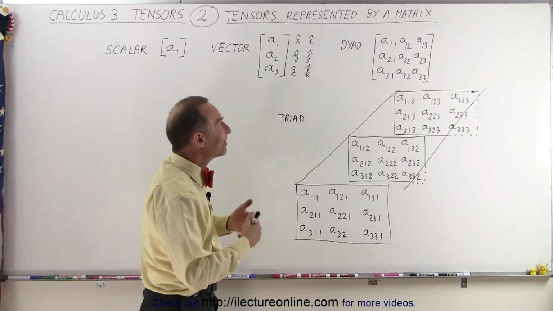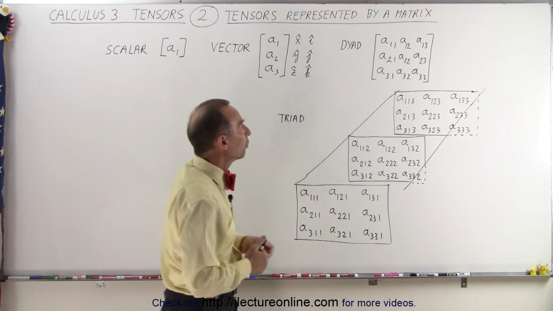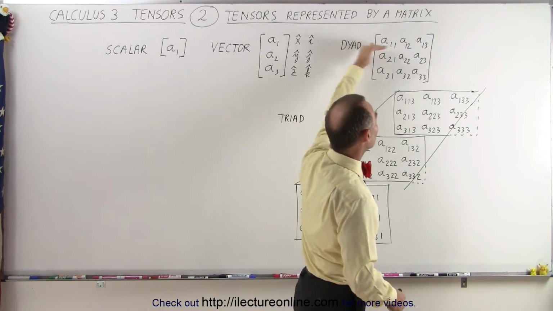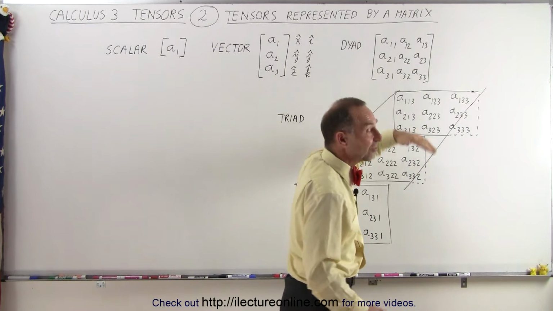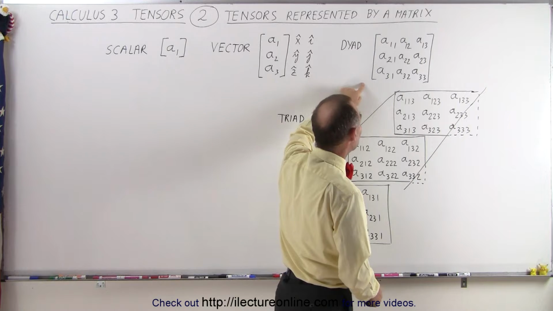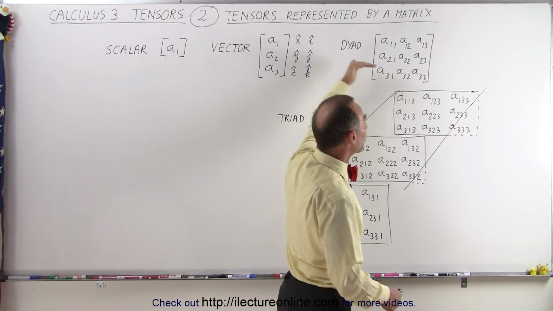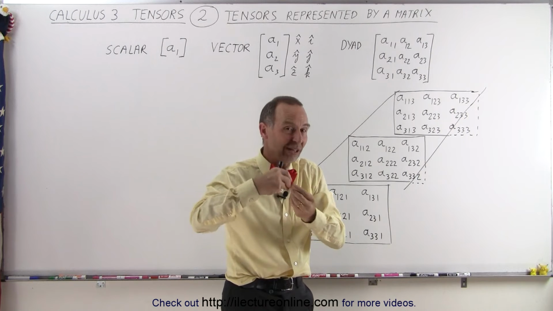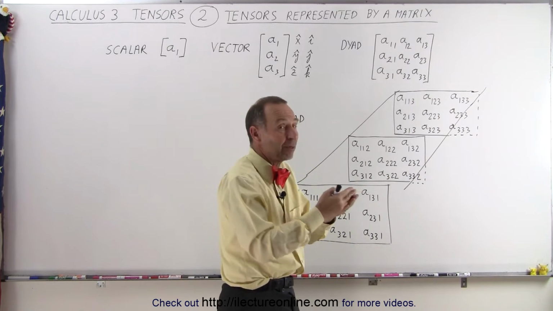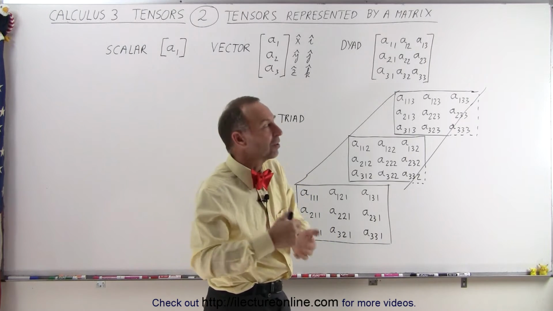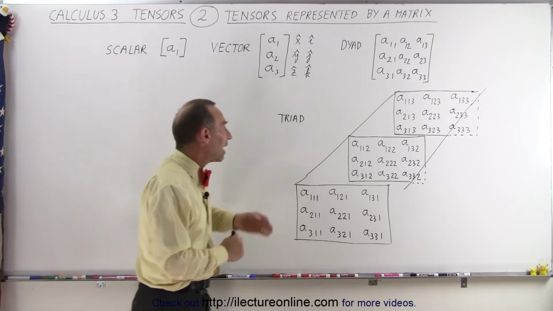The dyad has 9 components. So remember, for each direction, x, y, and z, we have another vector, in essence, representing three directions, x, y, and z. So we have x, y, and z direction here, and then three components describing the phenomenon that happens in each of the three directions, x, y, and z. And that phenomenon is also expressed as a vector with three components in the x, the y, and the z direction. And then we have a triad.